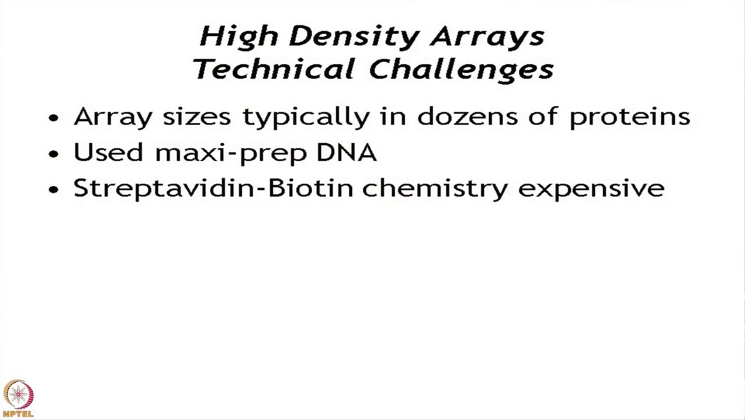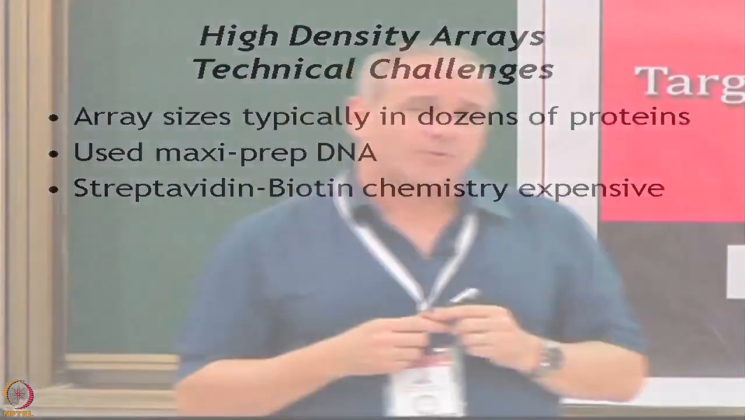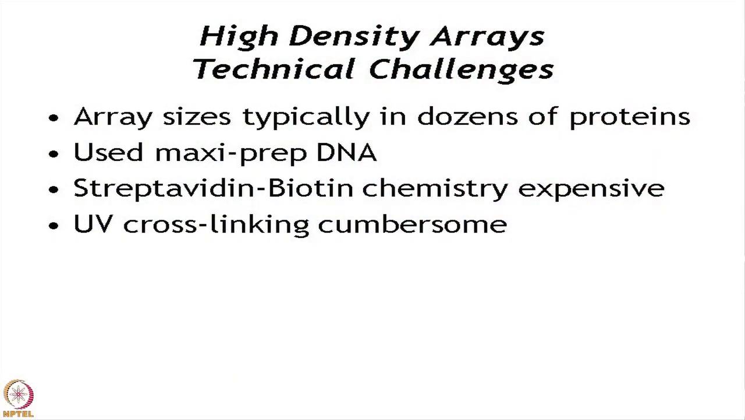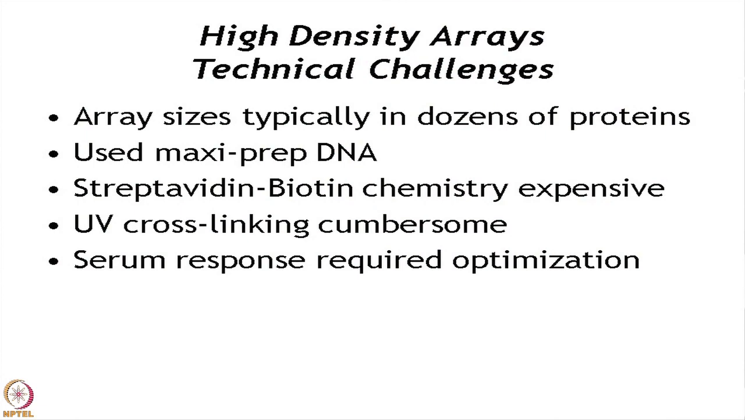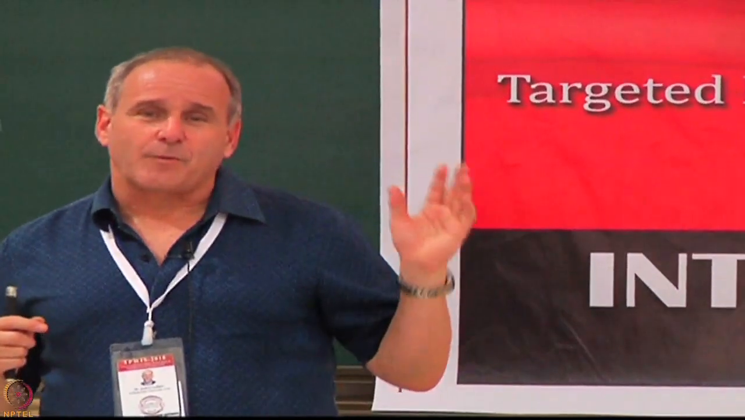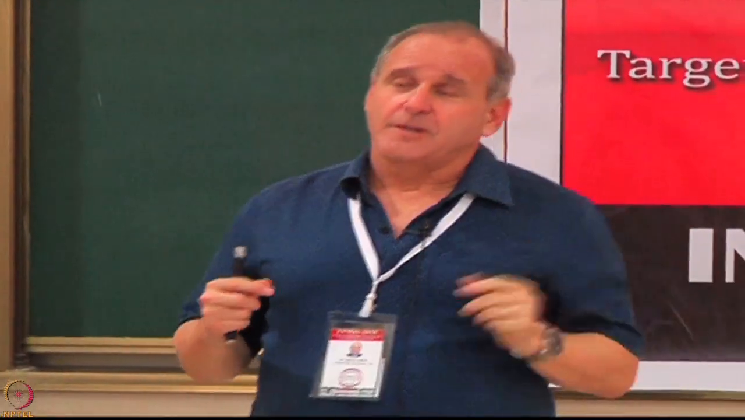We were using this streptavidin biotin chemistry to do our arrays at the beginning, and that clearly was not going to work because it's expensive and it involved having to stick them in the UV box for a while. It was really kind of a pain. The UV cross-linking part was cumbersome. And we needed to do some optimization, and we needed to increase our content. So I'm going to fast forward a little bit. I'm not going to go through all of the optimization experiments that were done.